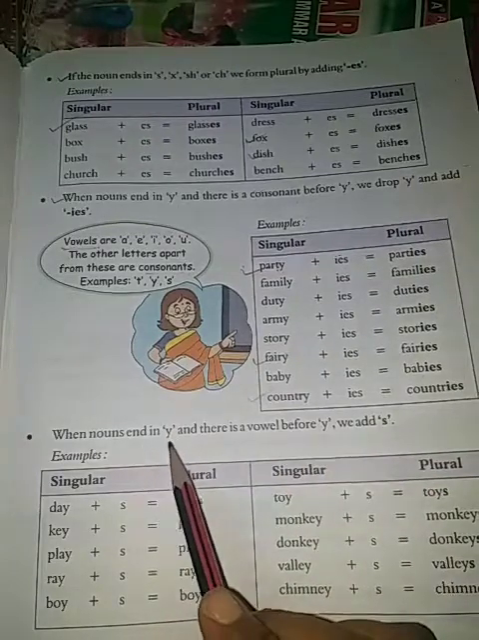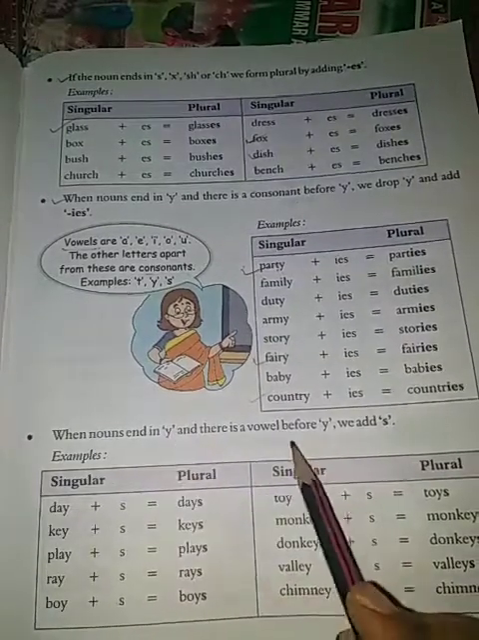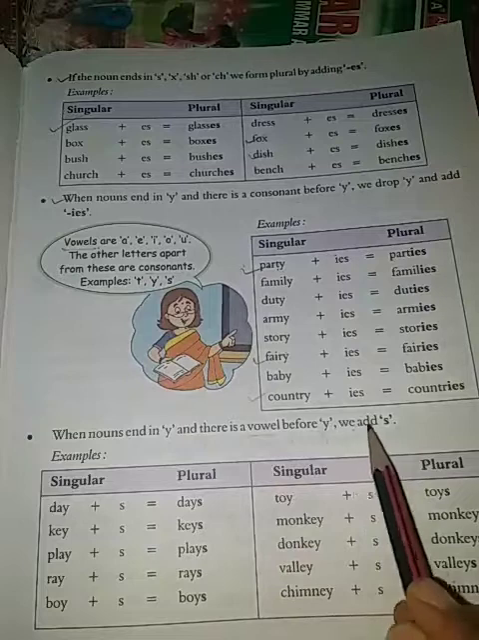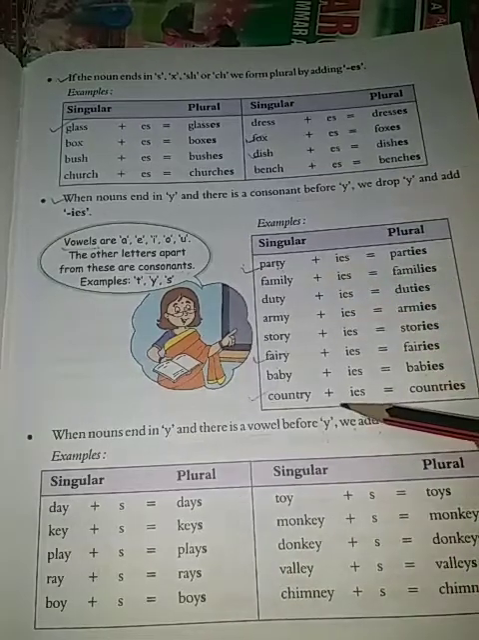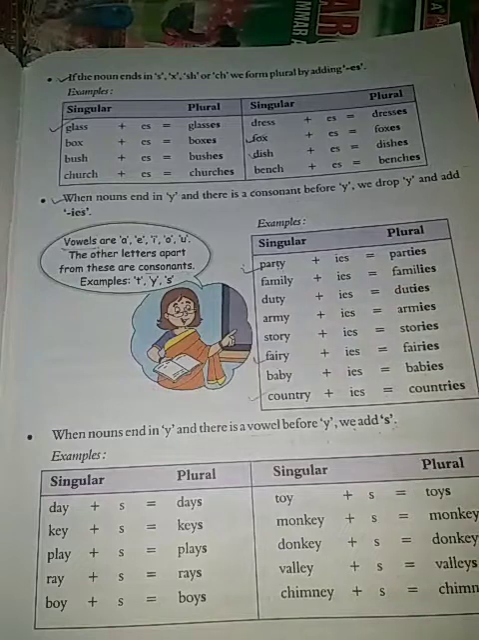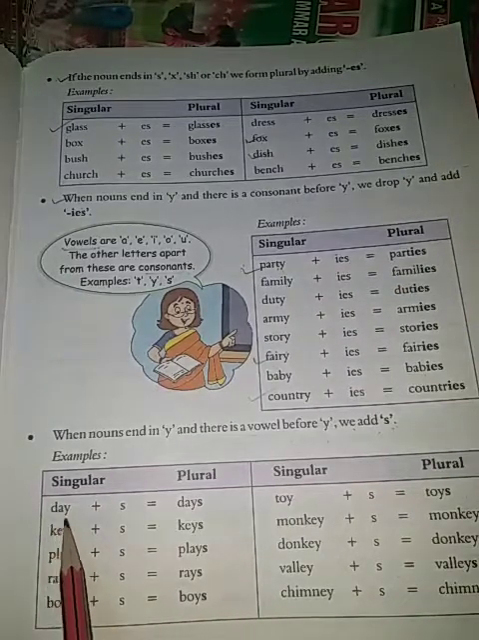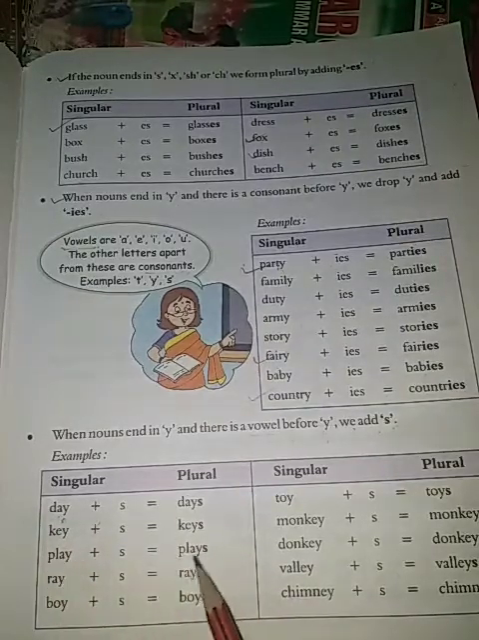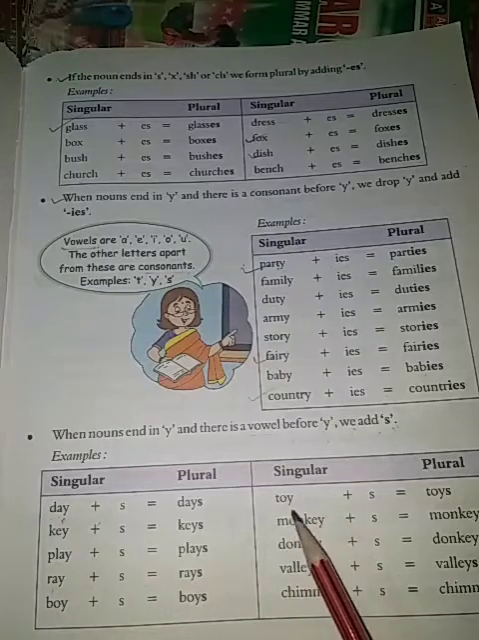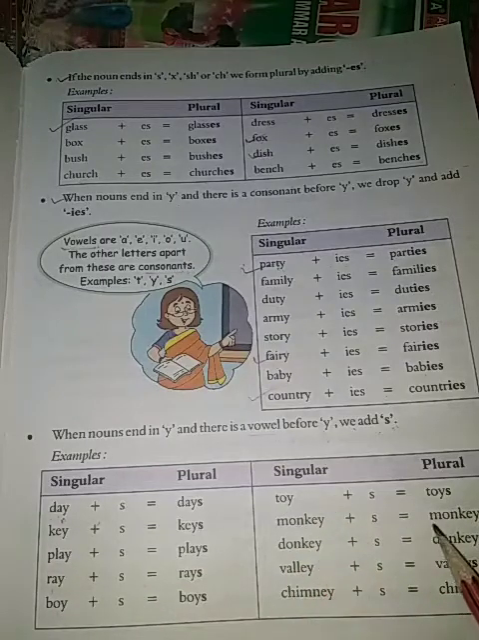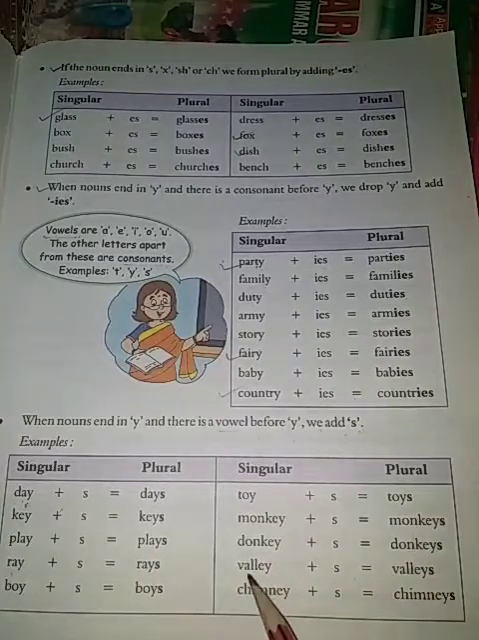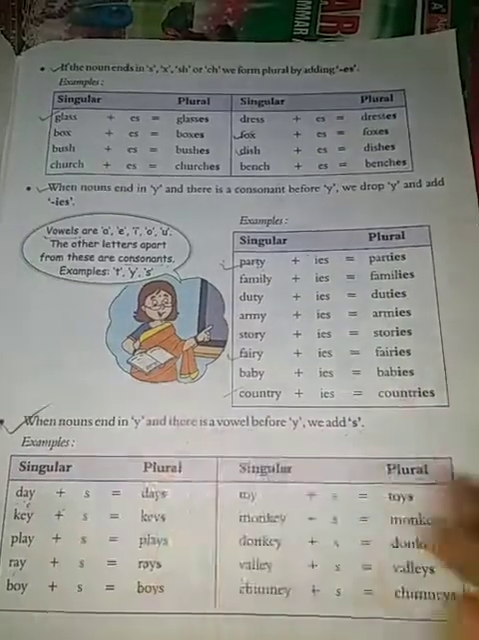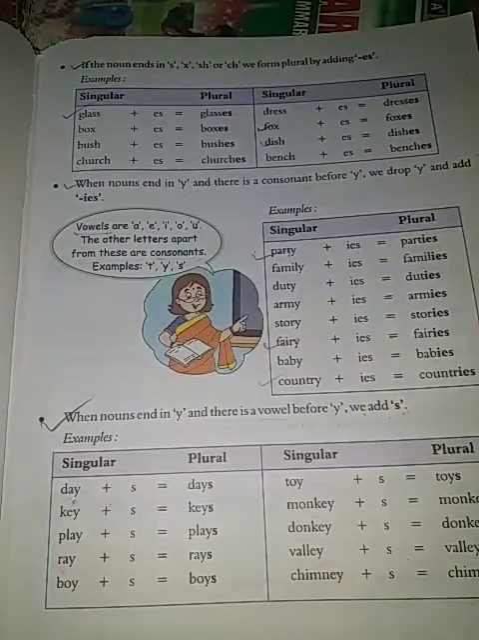Whenever any noun ends with y and before y there is a vowel, meaning a, e, i, o, u is written before y, we just add s. We don't remove y. We just add s after y. Like day, a is a vowel, so days. Key, keys. Play, plays. Ray, rays. Boy, boys. Toy, toys. Monkey, monkeys. Donkey, donkeys. Valley, valleys. Chimney, chimneys. I hope you understood the rules for changing singular into plural.